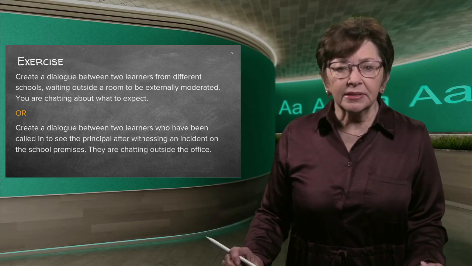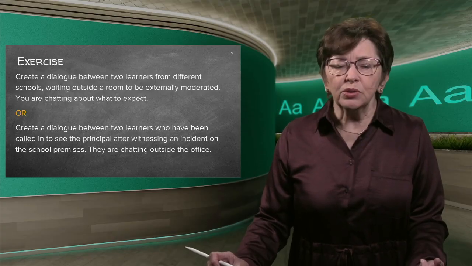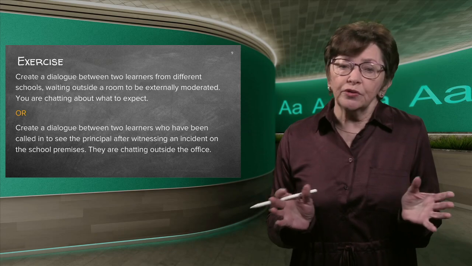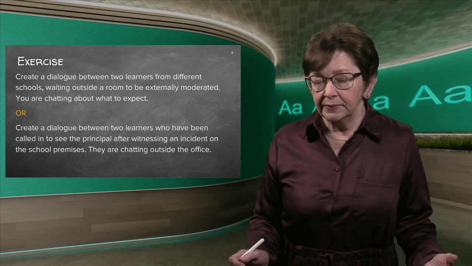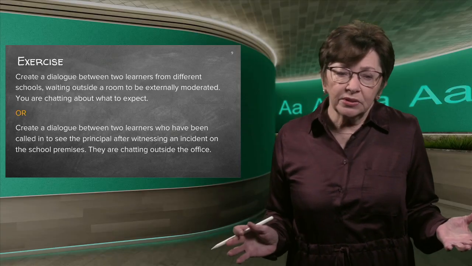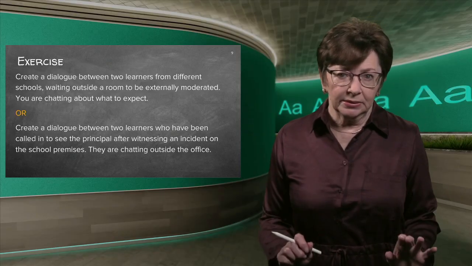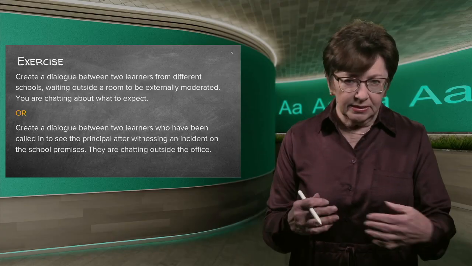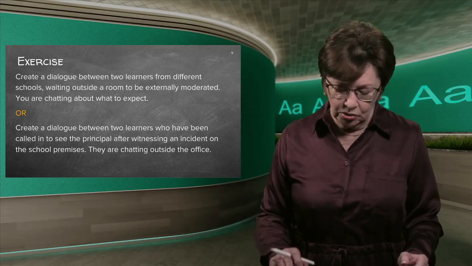Another exercise that you can expect is where you have to create a dialogue between two learners from different schools, for instance, waiting outside a room to be externally moderated. You are from different schools, and so you don't know each other, but you are chatting about what to expect in the room. An easy one. And that can easily be figured out as to how you're going to do it.